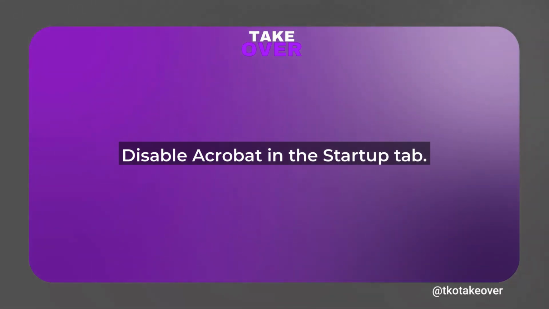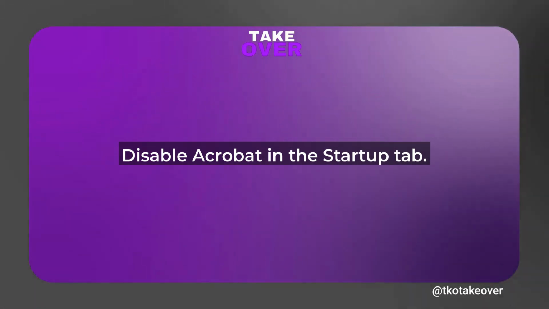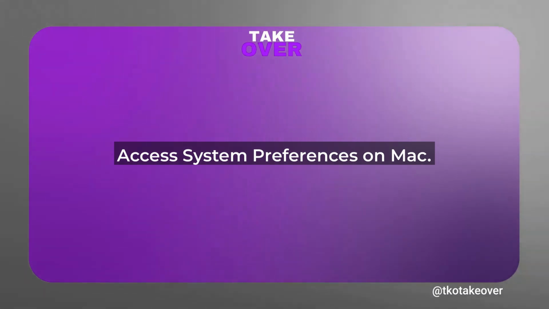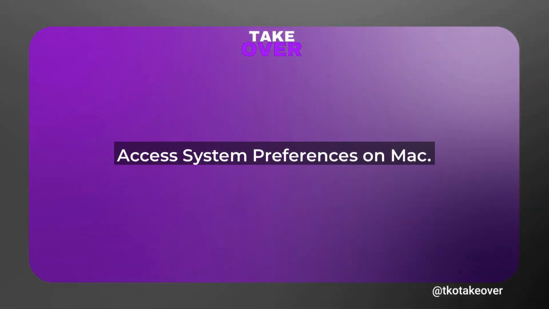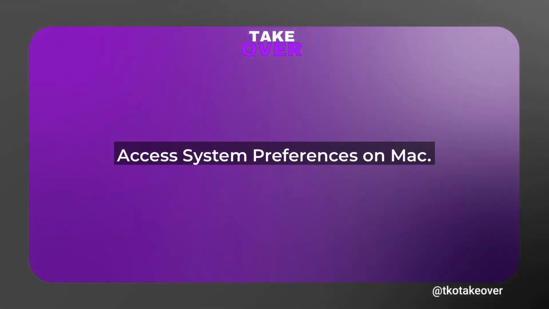If you're on Windows, start by opening the Task Manager. You can do this by right-clicking on the taskbar and selecting Task Manager, or by pressing Ctrl+Shift+ESC. Once it's open, go to the Startup tab. Look for Adobe Acrobat Reader in the list, right-click on it, and select Disable. That's it for Windows.